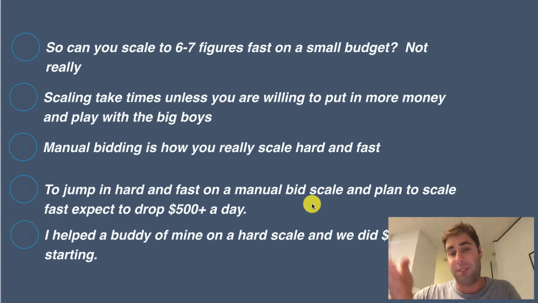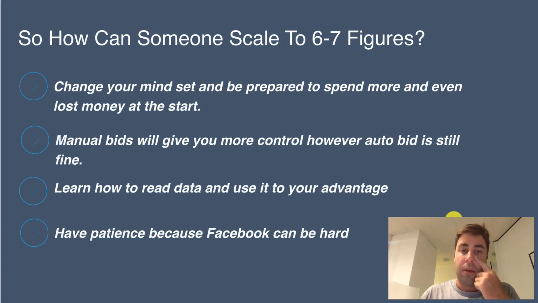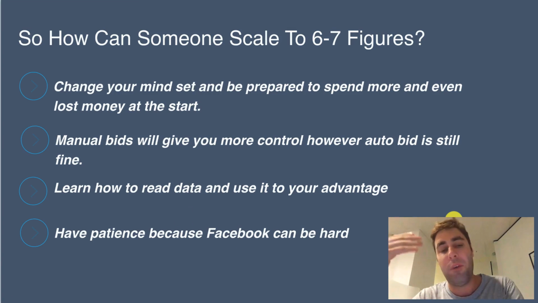If you want to scale to the 6, 7 figures fast, I need to keep saying 6, 7 figures so we don't get confused with my other upscaling strategies. But you need to hit it hard. You need to jump in with good money. Manual bids will give you more control. However, auto bid is still fine. I know guys that are scaling up to 100K, 200K a month on auto bid, and it's working fine. There's no problems with that. But manual bid will give you more control, and you can scale up faster, you can scale down, whatever you want to do.